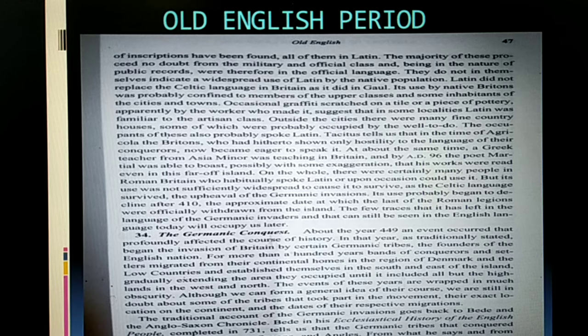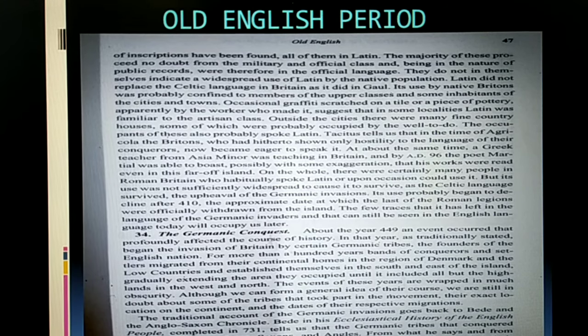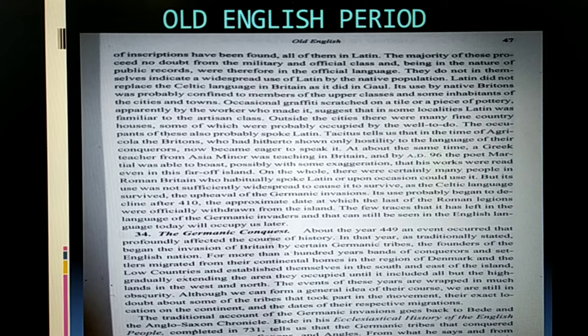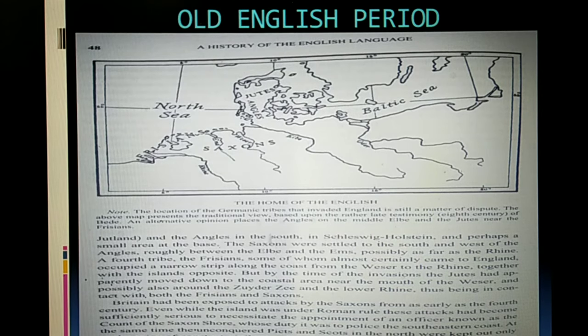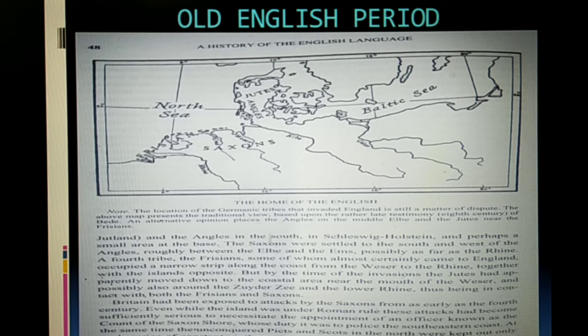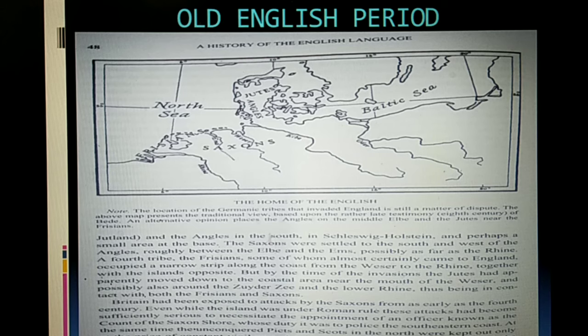From what he says and from other indications, it seems possible that the Jutes and the Angles had their home in the Danish peninsula, the Jutes in the northern half, hence the name Jutland, and the Angles in the south in Schleswig-Holstein and perhaps a small area at the base. The Saxons were settled to the south and west of the Angles, roughly between the Elbe and the Ems, possibly as far as the Rhine.